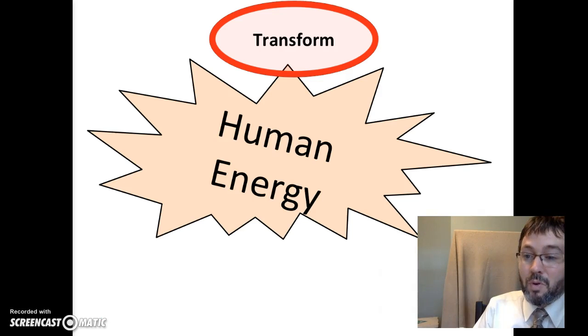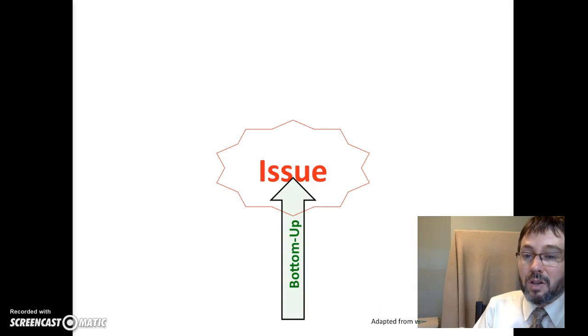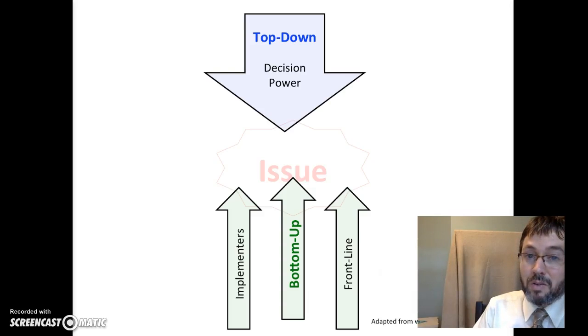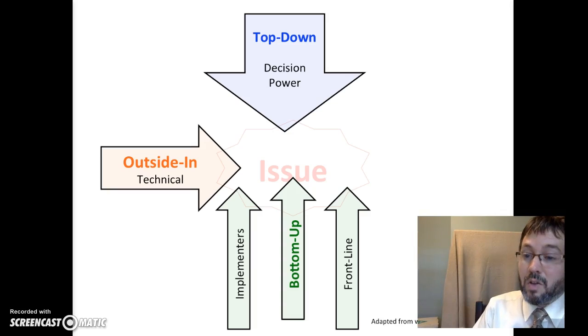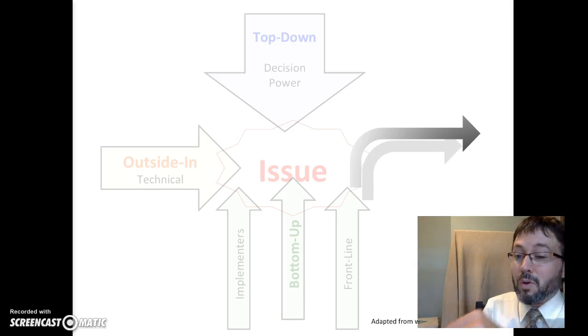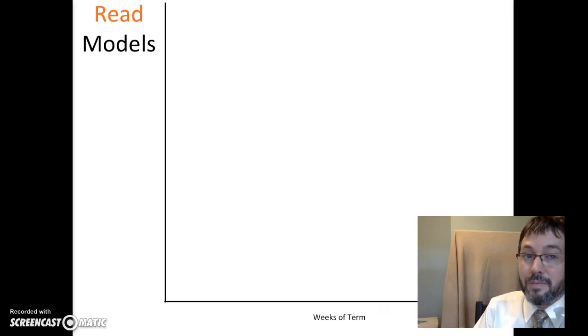So we talked about how the four principles help us to ignite that human energy. And we talked also about how for any issue, there are three types of partners to think about: the bottom up, the implementing partner, the top down partner who has decision-making power and authority, and the outside in partner who might be a neutral third party to the issue or context but has technical expertise that comes to bear on that issue. And collectively they work together to obtain a forward momentum toward transformation. So that's the model that you're going to be using, applying it to your context.